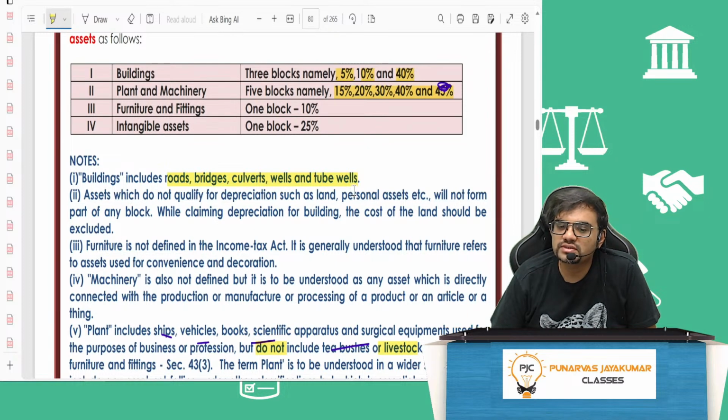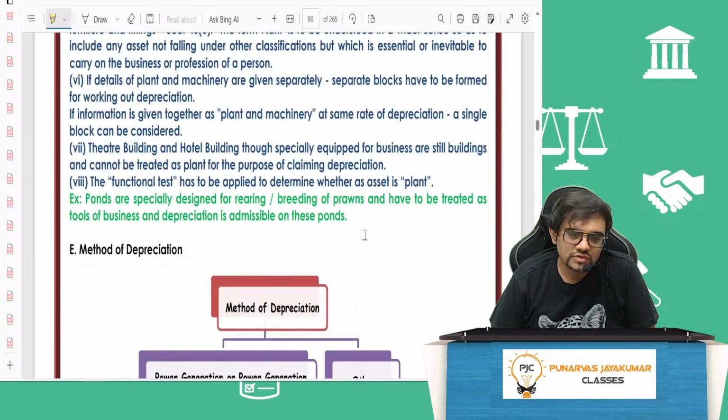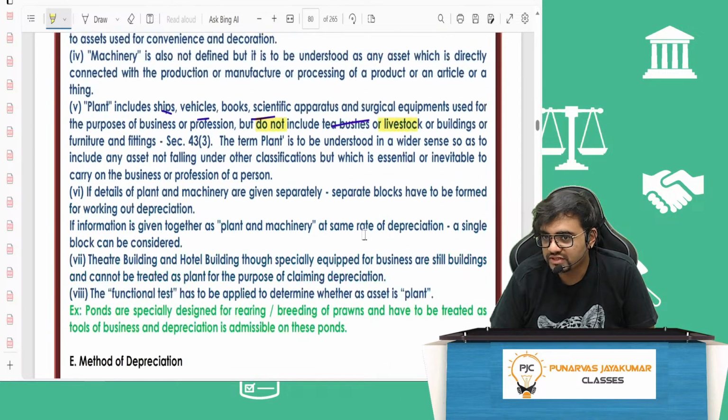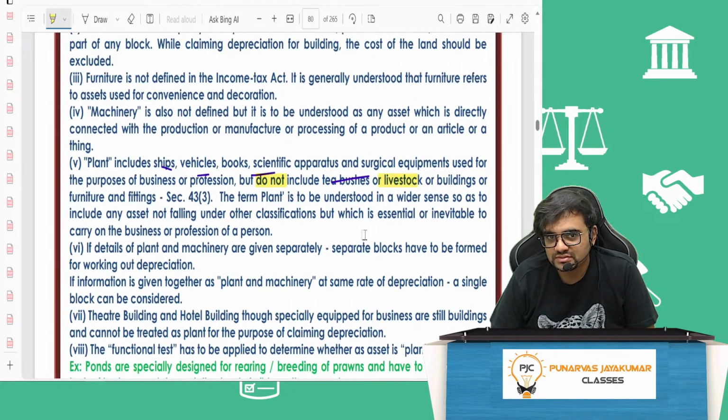Because will it come under 10%? Will it come under 15%? Plant and machinery, or is it furniture? So it went to court. Or is it part of the building actually? Building. Because for a theater, what is the main thing?